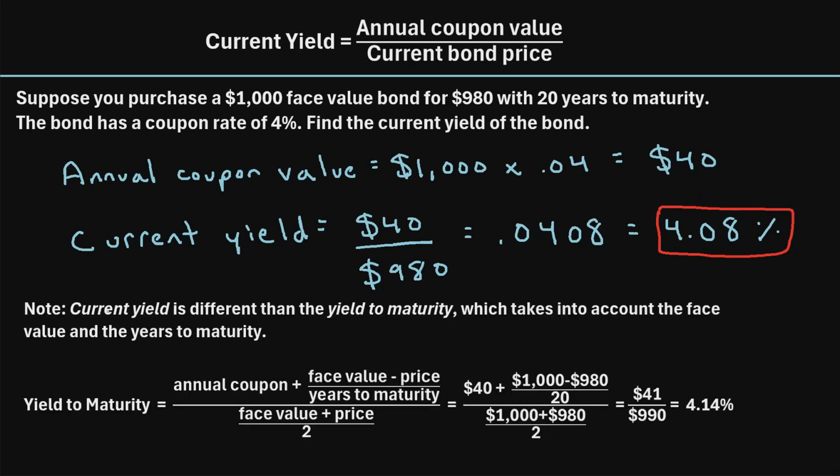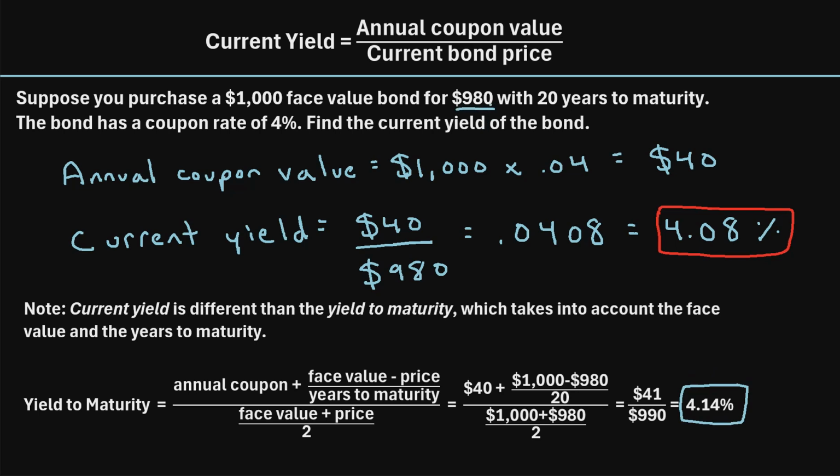Now, one last thing that I want to note is that the current yield is different than the yield to maturity, which takes into account the face value and the years to maturity. So I'll link to another video that I have on how to calculate yield to maturity, but this is the formula that you can use to calculate it. So for our example, if you plug in all of these values that we know into the formula, the yield to maturity comes out to 4.14%.